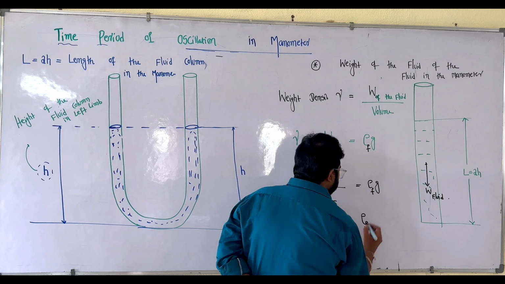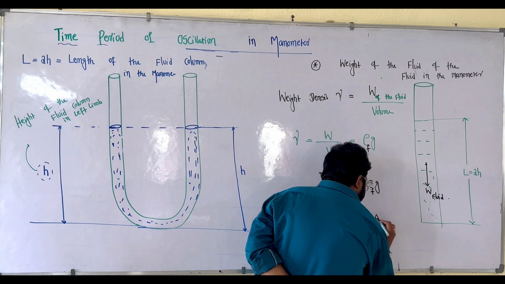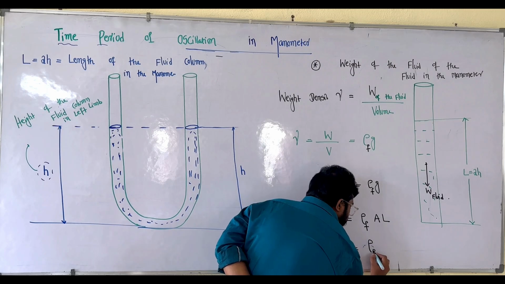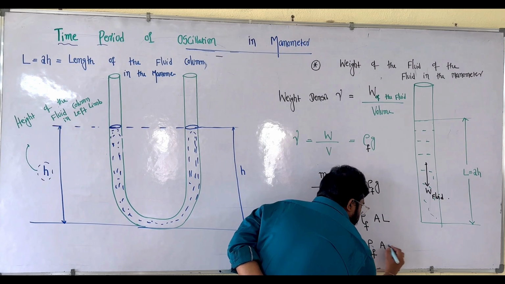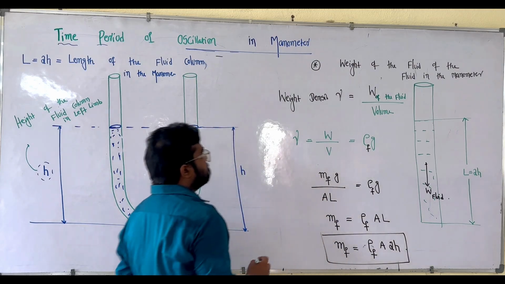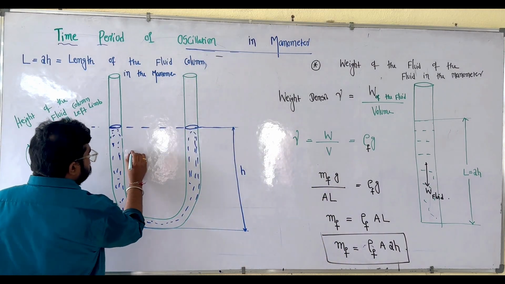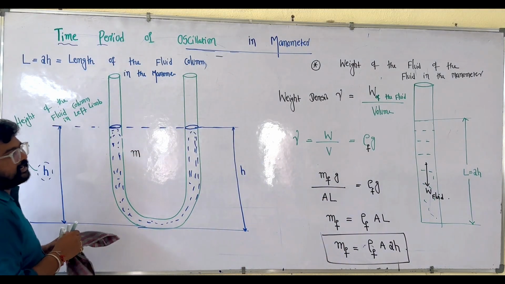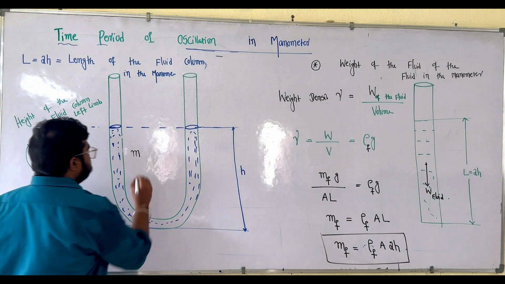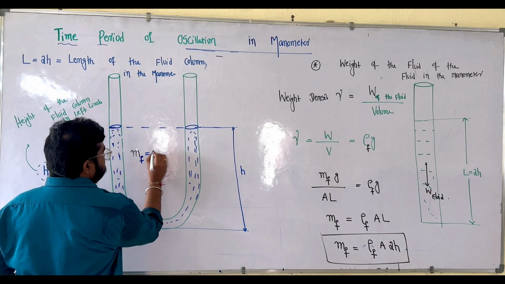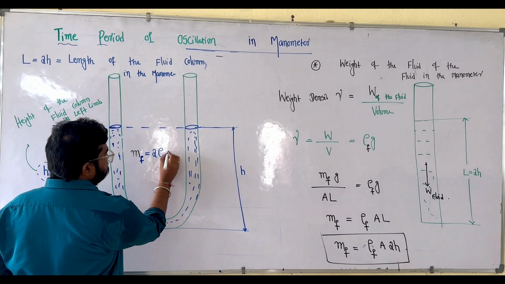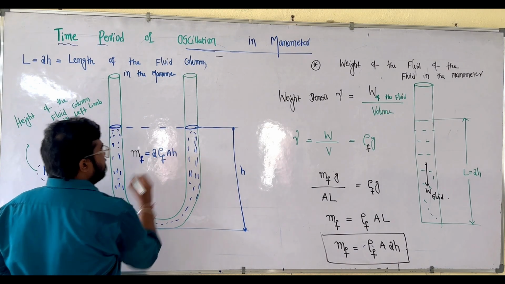What is the mass of the fluid? Density of the fluid times A times L. So the mass of the fluid equals density times A times 2h. This is the total mass of the fluid present in the manometer: 2 times the density of the fluid times A times small h.